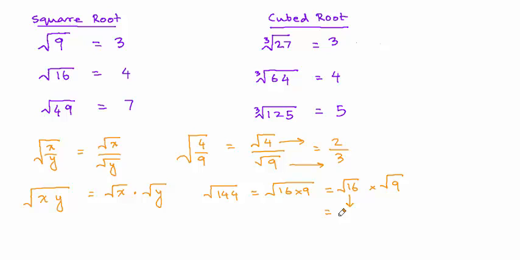Square root of 16 is 4. Square root of 9 is 3. And therefore, the square root of 144 is 4 times 3, which is 12. If you multiply 12 with itself, you get 144.